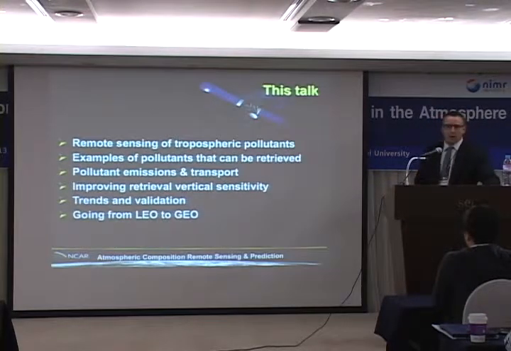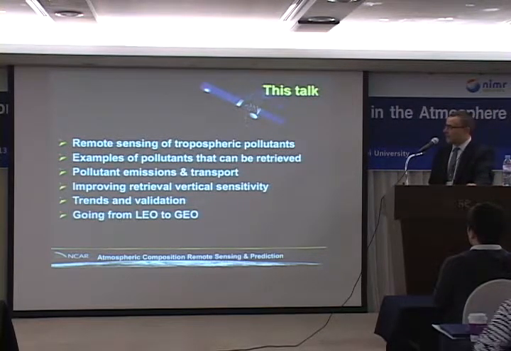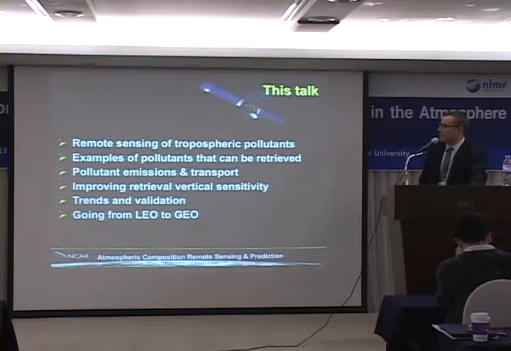Okay, so in this talk I'm going to give a very quick overview of a lot of different things in tropospheric remote sensing. I'll start just a little bit about tropospheric remote sensing of pollutants. I'll give a few of the examples of some of the pollutants that we can retrieve from space. I'll talk about some of the emission sources and also the transport of these pollutants around the globe. And I'll talk a little bit about something that my group particularly has been working on a lot, and that's improving the retrieval vertical sensitivity. That gives us a little bit more information about what the concentrations of pollutants are down near the surface where they affect our air quality. And then I'll talk about trends and validations of some of the long-term records that we've got from satellites these days. And at the end, if I have time, which I probably won't have, I'll talk about going from LEO orbit to geostationary orbit, like GEMS, and why we might want to do this.